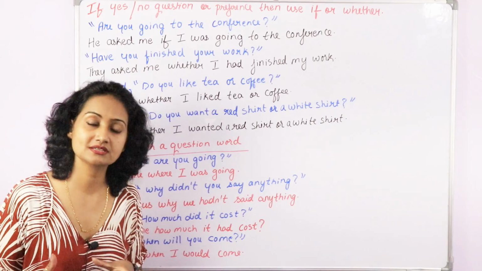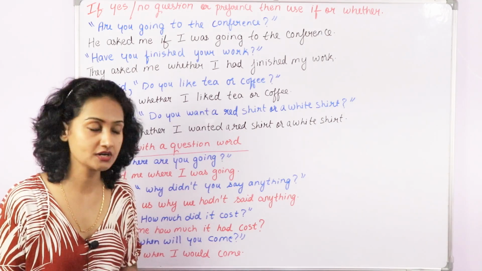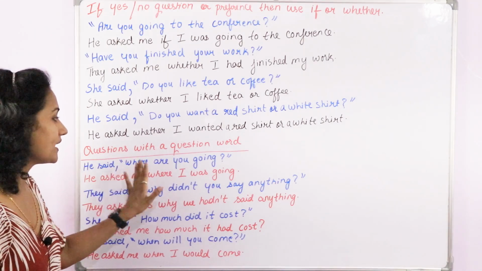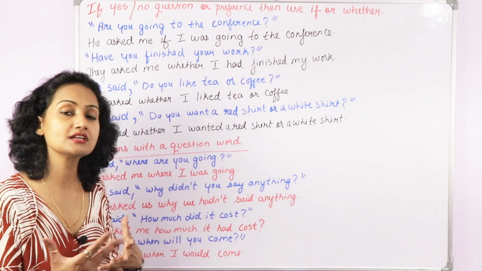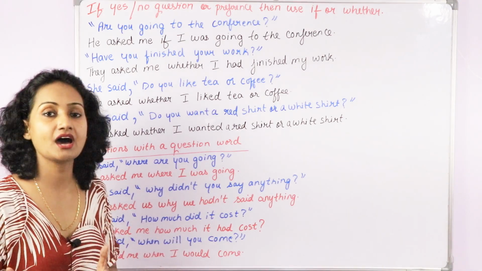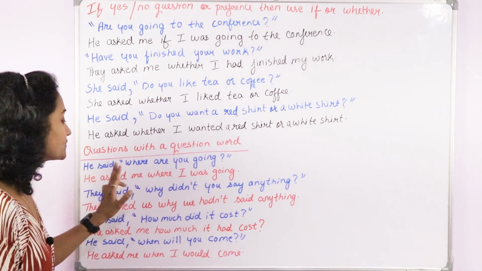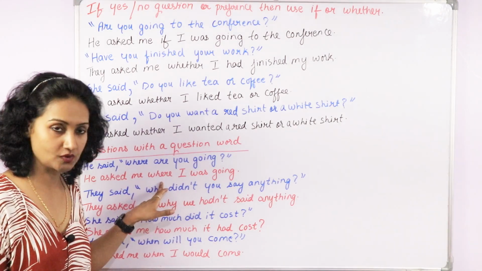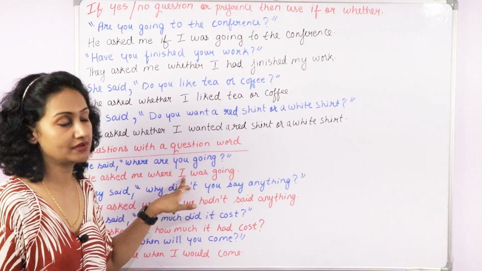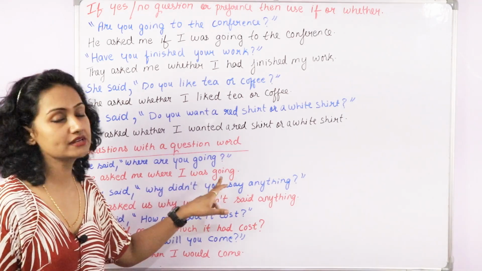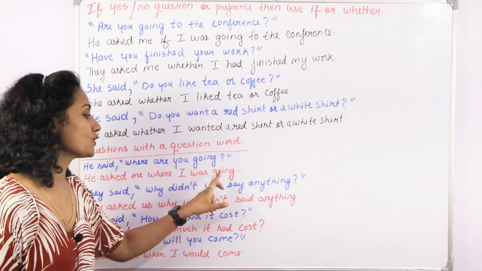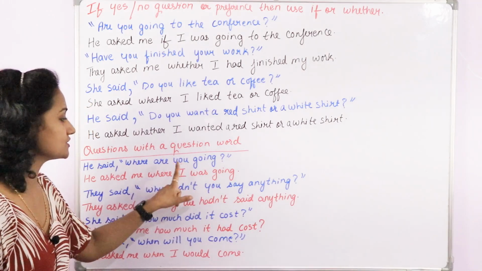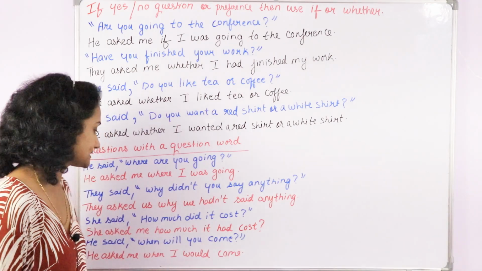When you have a question that starts with a question word, then what you're going to do is: he said, where are you going? This is present continuous. He said, where are you going? So he asked me where. Again you will start with the question word and then the subject will come. Where was I going? No, where I was going. So present continuous will change into past continuous.